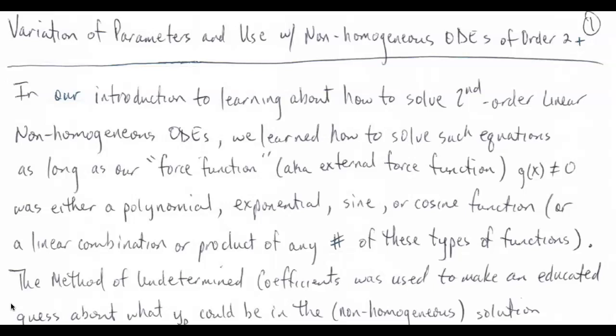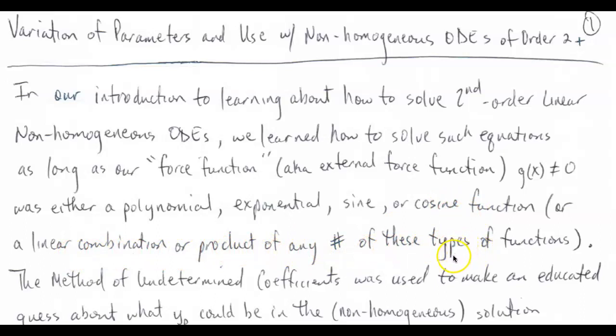Okay. So in our introduction to learning about how to solve second order linear non-homogeneous ODEs, we learn how to solve such equations as long as our force function, which is also called an external force function, and we normally name it G of X, or some people may name it R of X, depending upon what resource you look at, but I'm going to name it G of X here, and whenever G of X is not equal to 0, is either a polynomial, or exponential, a sine, or a cosine function, or a linear combination or a product of any of these types of functions.